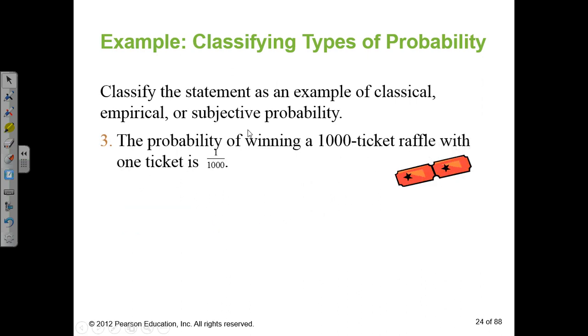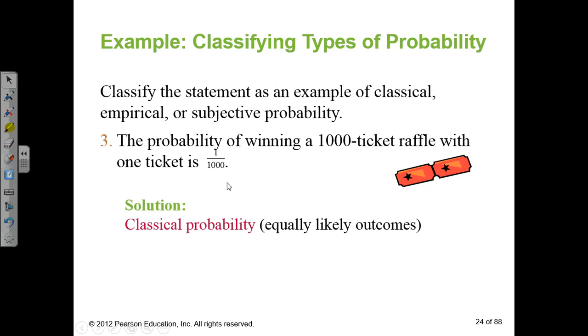And last, the probability of winning a 1,000-ticket raffle with 1 ticket is 1 out of 1,000. None of us had to go out and buy a bunch of raffle tickets to figure this out and see how many we won and how many we lost. We did that classically or theoretically. And each of those tickets was equally likely to be a winner, so that is a necessary condition for classical probability.